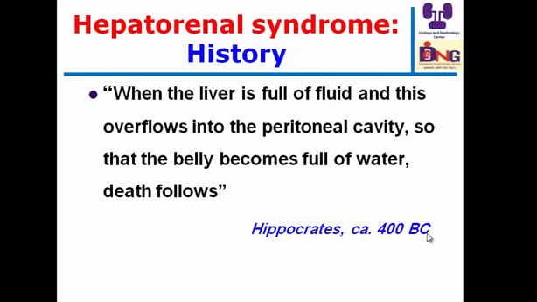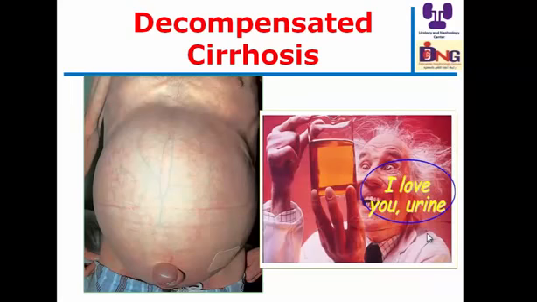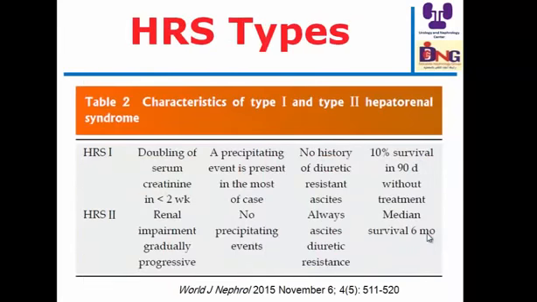Since antiquity, Hippocrates stated that when the liver is full of fluid and this overflows into the peritoneal cavity so that the belly becomes full of water, death follows. The only thing that improves this outcome nowadays is liver transplantation. This is a patient with severe, intense ascites, as you see, and the dream of this patient is to have urine.